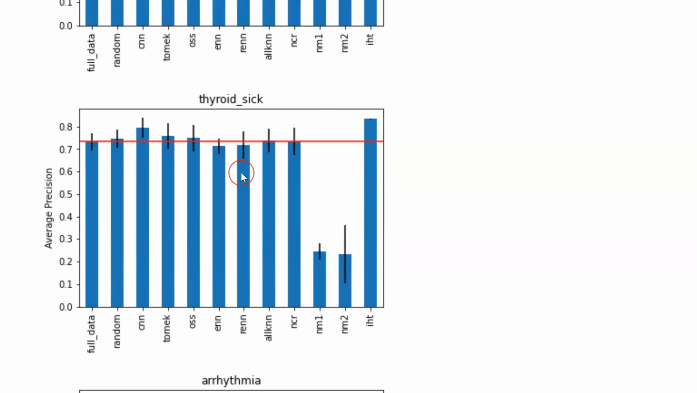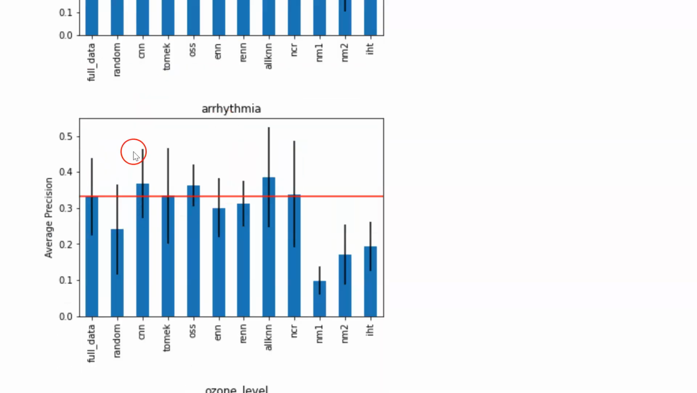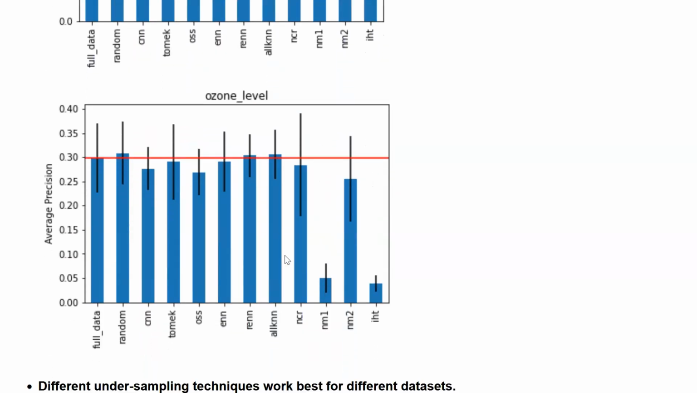For the thyroid-sick dataset, we see that condensed nearest neighbors tends to improve the performance of the model. For the arrhythmia, the models return quite a big error, so it's very difficult to say that one undersampling technique has produced better results than the other, and the same for the ozone dataset.